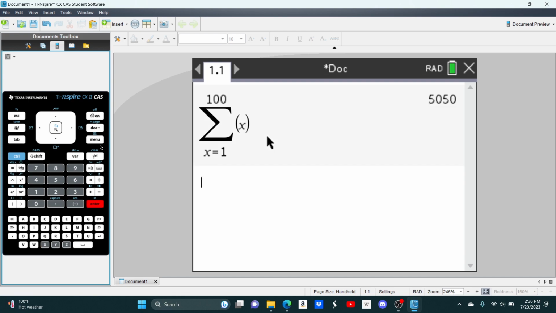This isn't really a lesson on summation notation or product notation. It's really just how to use it with the calculator. There are many explanations online of where this comes from, and I might even make a video myself about that because it's pretty useful.